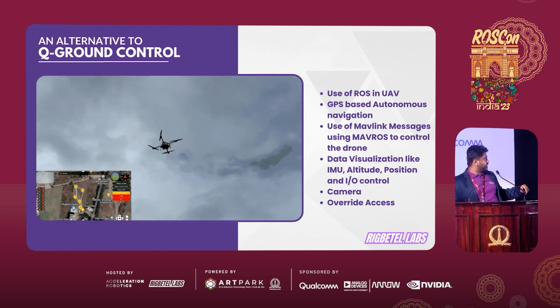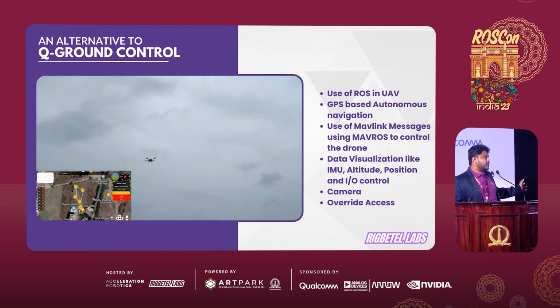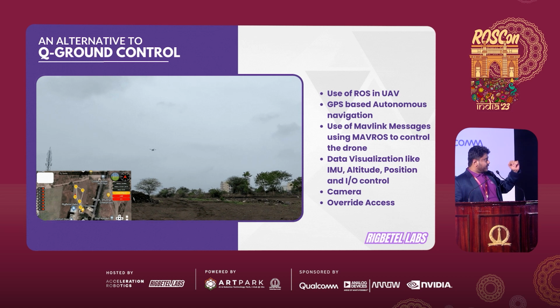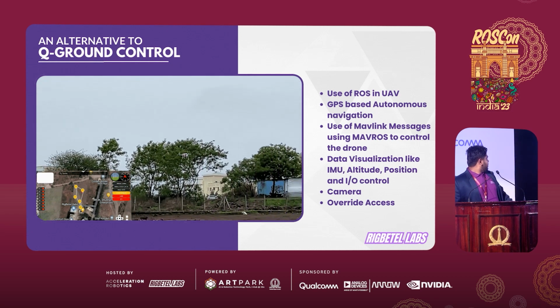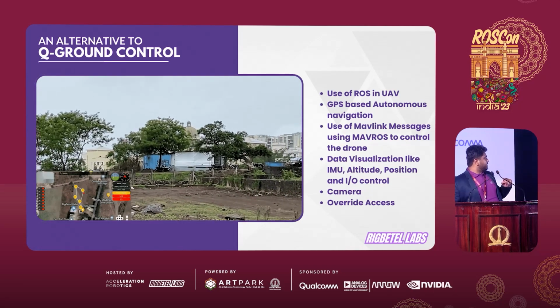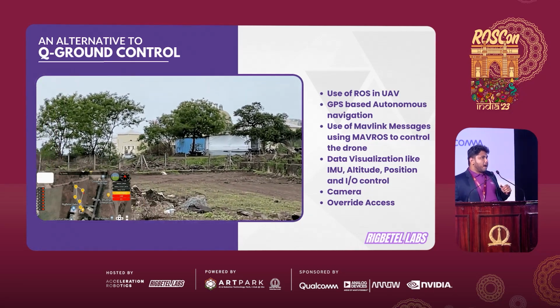What you see over here is one of the projects at RigBetel Labs, for a DRDO client. What you see is a UAV drone, moving around in space with MAVROS.